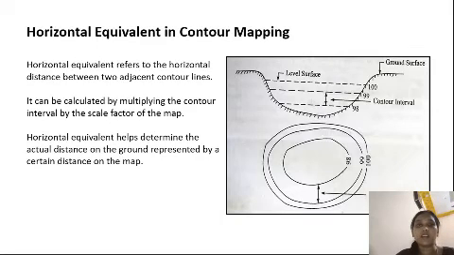Horizontal equivalent in contour mapping. Horizontal equivalent refers to the horizontal distance between two adjacent contour lines. It can be calculated by multiplying the contour interval by the scale factor of the map. Horizontal equivalence helps determine the actual distance on the ground represented by a certain distance on the map.